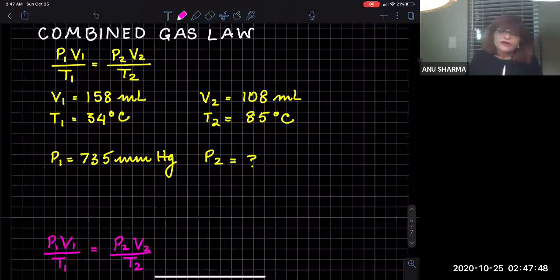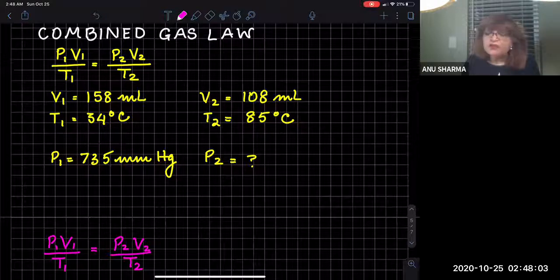So what is given to us? We are given the volume in the initial conditions, which is 158 milliliters. And we're given the temperature, 34 degrees Celsius. We're given pressure, 735 millimeters of mercury.